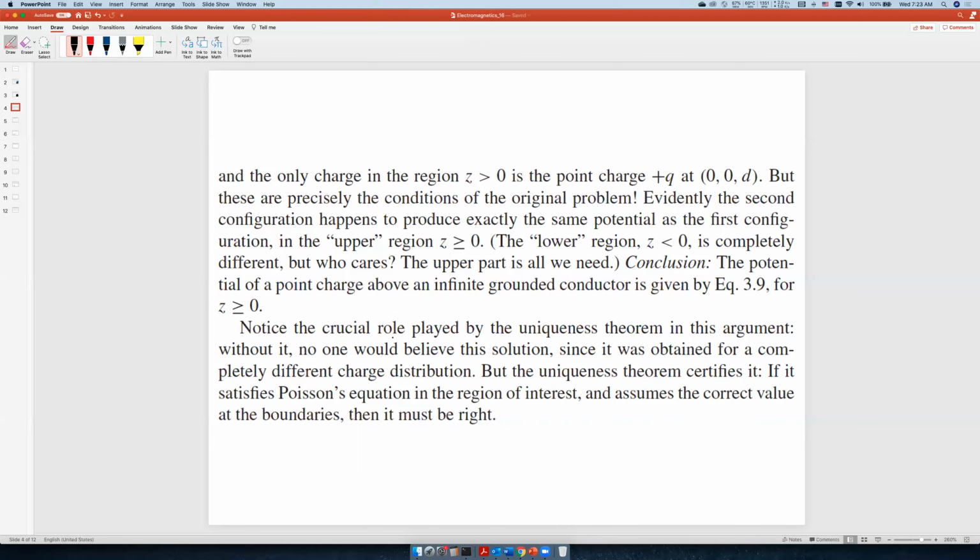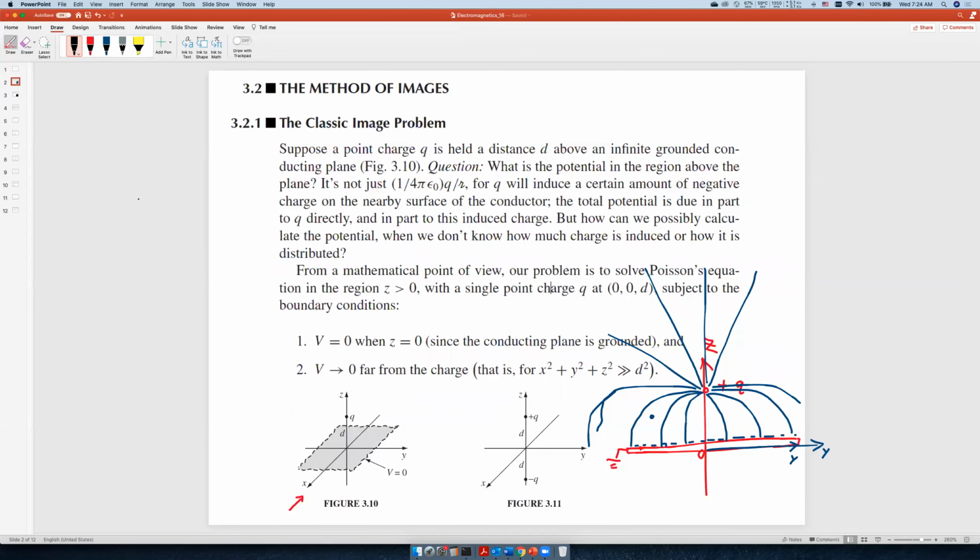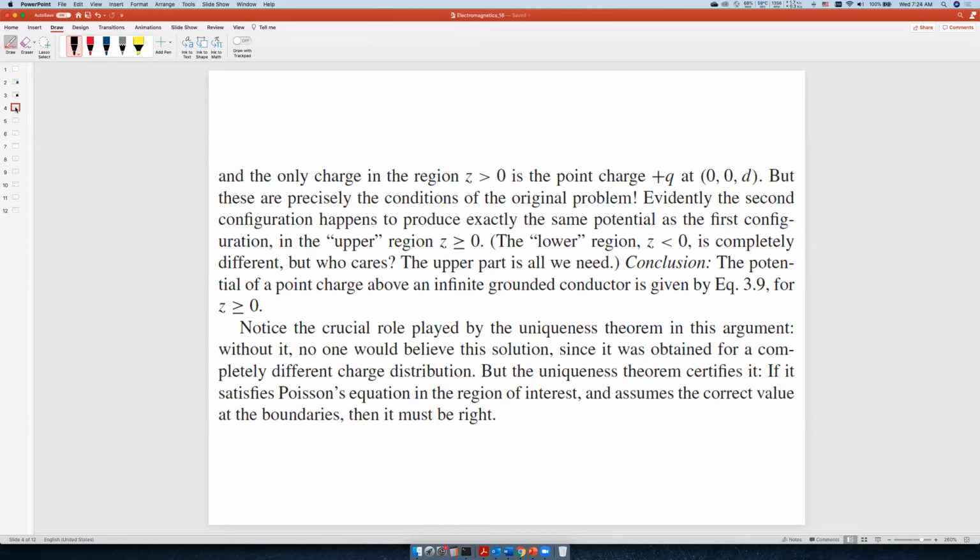The crucial role played by the uniqueness theorem in this argument is, without it, no one would believe this solution, since it was obtained from a completely different charge distribution. But the uniqueness theorem certifies it: if it satisfies the Poisson equation in the region of interest and assumes correct values at the boundaries, then it must be right. Or in other words, the solution for this case and the previous case should be exactly the same.